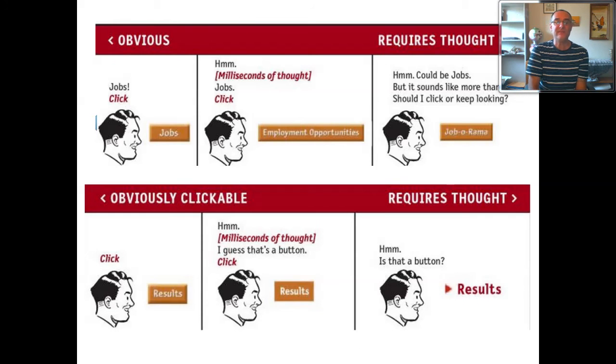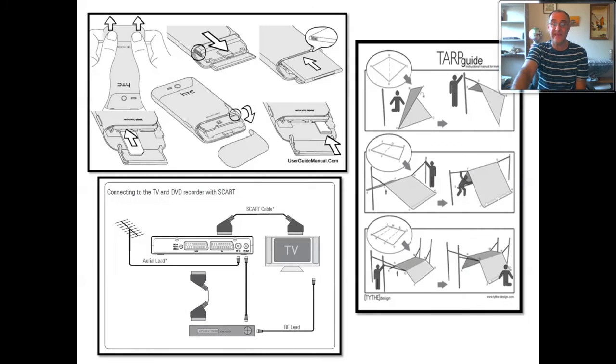Same here. At the far left, we have a button that looks like a button because it has that three-dimensional raised quality to it, whereas on the right, we don't have that. We just have the word results and a triangle pointing to it. So it makes us stop and think, is that a button? Not good. We have to be a little bit more fast-paced and intuitive. That's the style of communicating information these days.